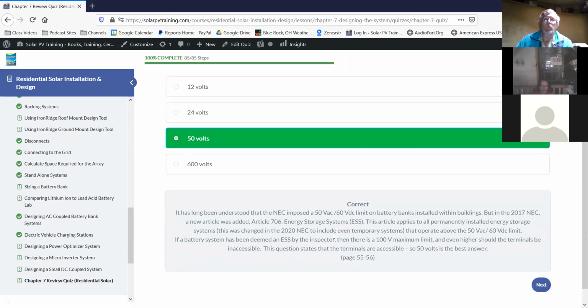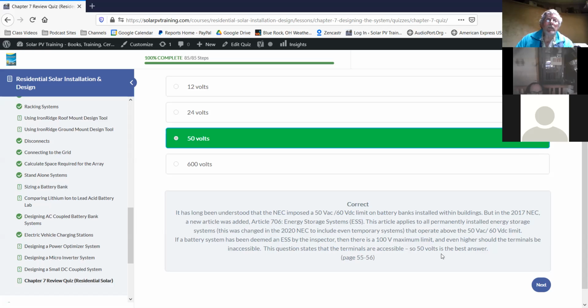But in the 2020 code, they did say that if you had an energy storage system, and that's a different term that they use in the code, and I read through this a lot and couldn't really find what the distinction is between what they would consider a battery bank and an energy storage system, other than it's like a commercially manufactured unit, they said you can go to 100 volts.